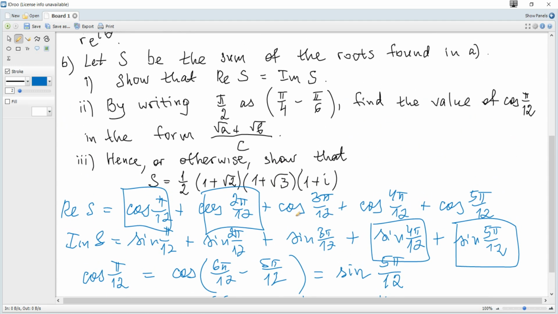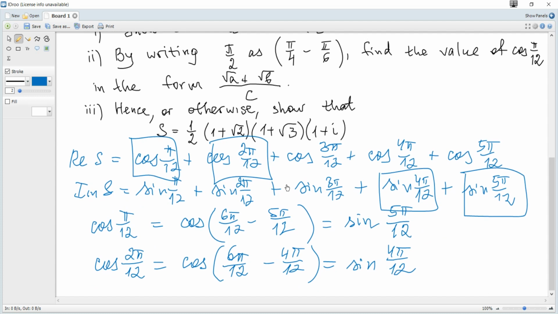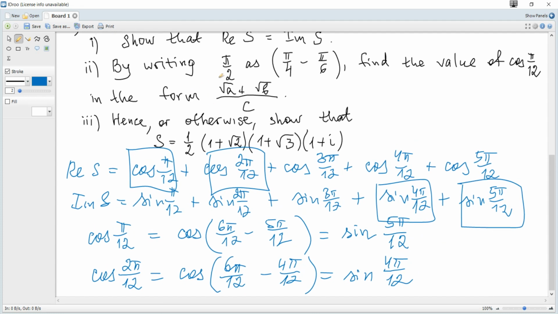Next, by writing pi over 12 as pi over 4 minus pi over 6, find the value of cosine pi over 12 in the form... The common denominator is 12, so it's 3 pi minus 2 pi. Yes, it's pi over 12.